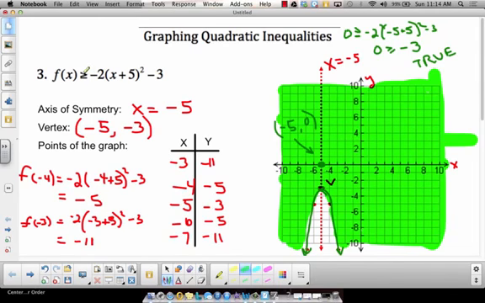All right, so based on this, the fact that it's greater than or equal to means it's a solid parabola. We then chose a point that was not on the parabola, this one out here, just because it made the arithmetic easier for me. We ended up with a true statement. That means the point that I chose is part of the solution set, so that point is in the shaded area.